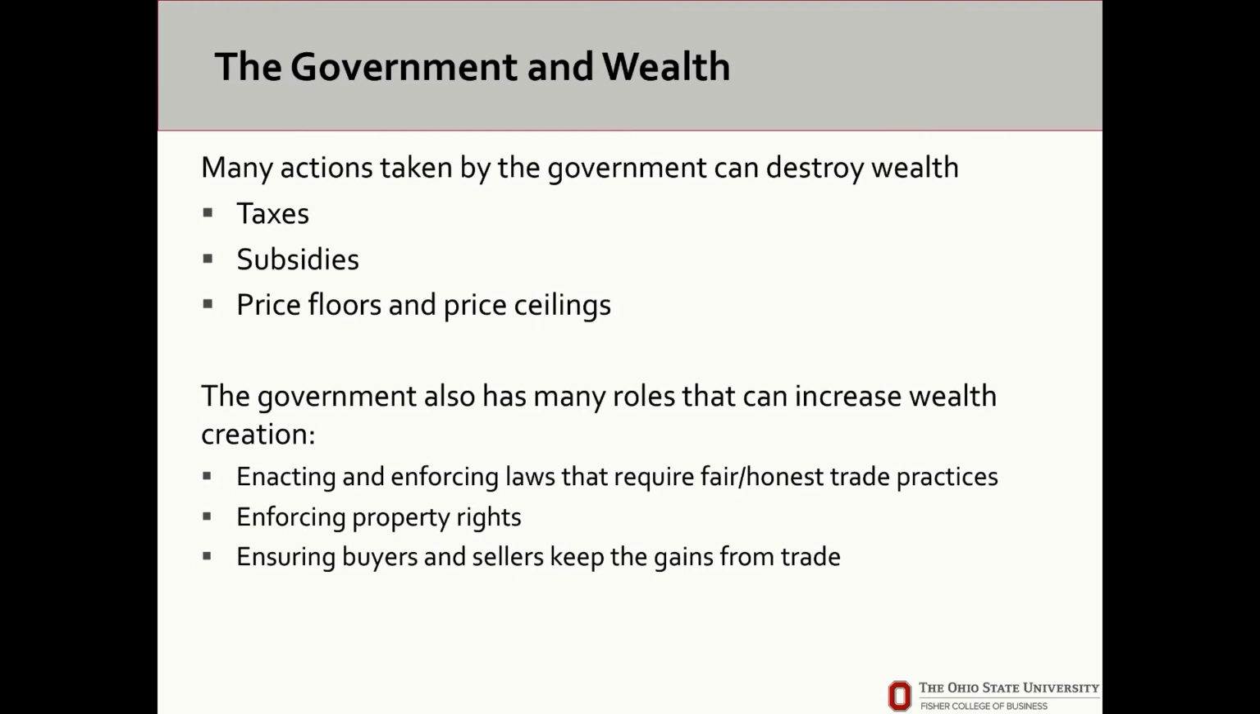In general, the government can increase the number of wealth-creating transactions because buyers and sellers understand that they get to keep the gains from trade. That is, without government protection, this may not be guaranteed, and some people may be too fearful to engage in these transactions.